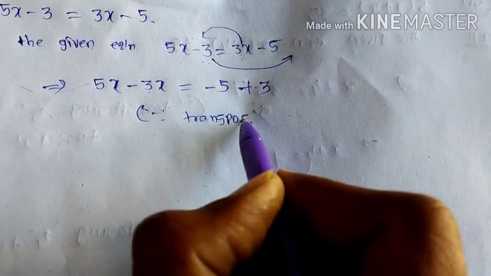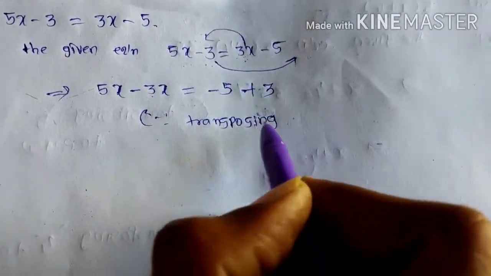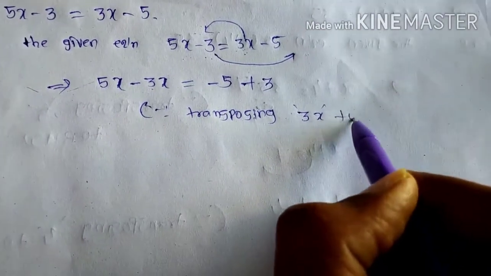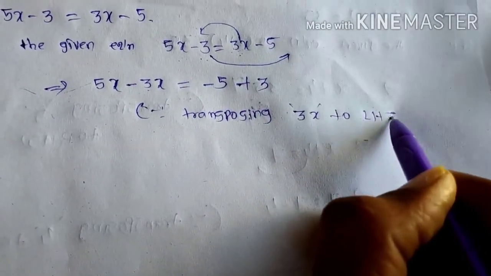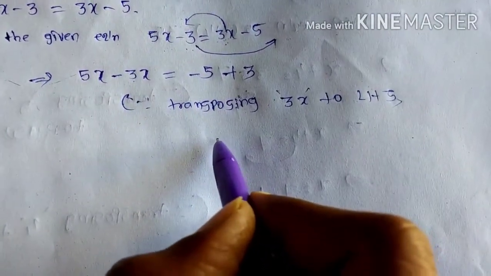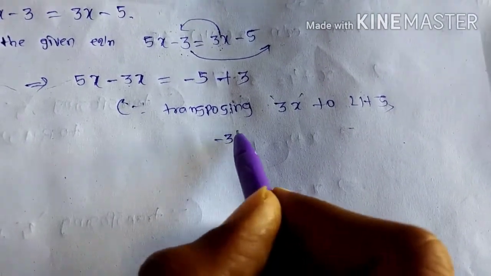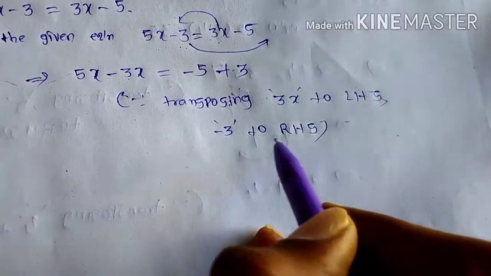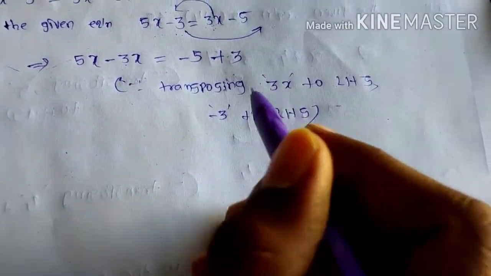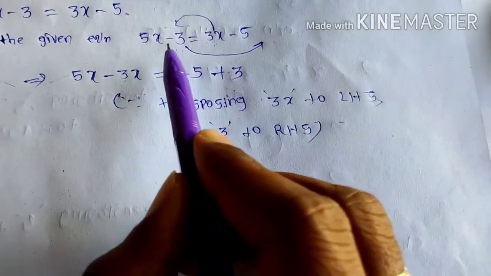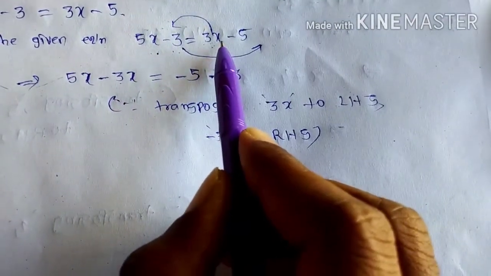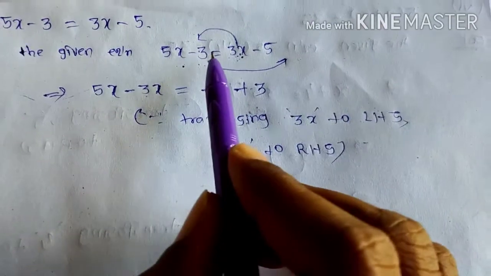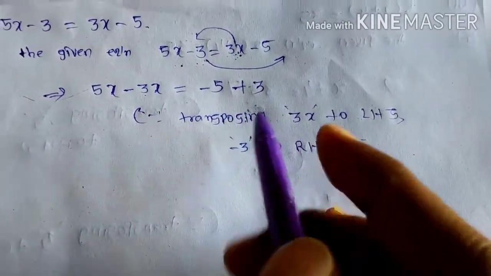In the brackets you can write here transposing 3x to LHS, minus 3 to RHS. Here which are very easiest problems. Just you can remember here the given equation we need to find the value of x, so that you can transpose 3x to LHS. Minus 3 to RHS, it will become plus 3.